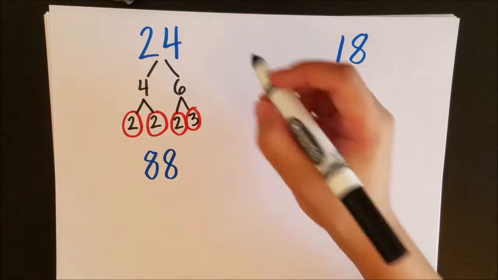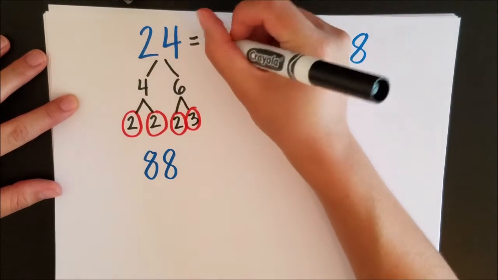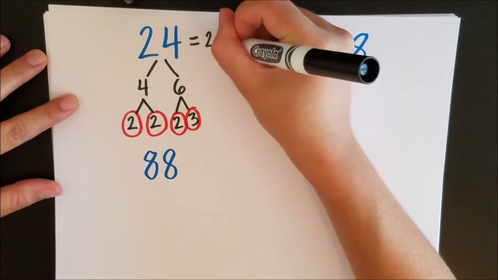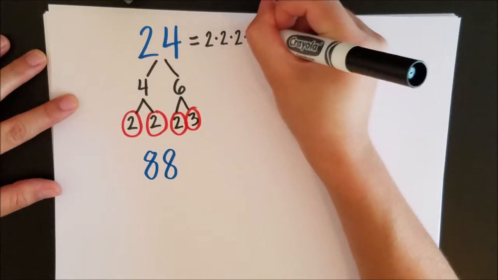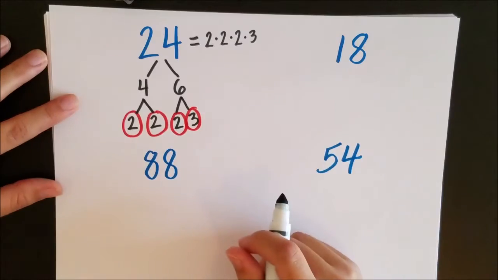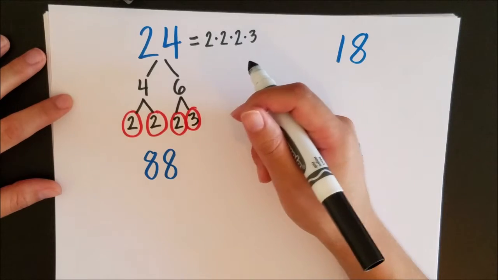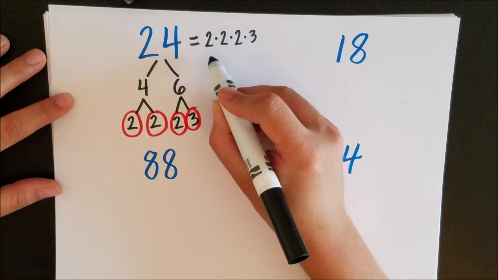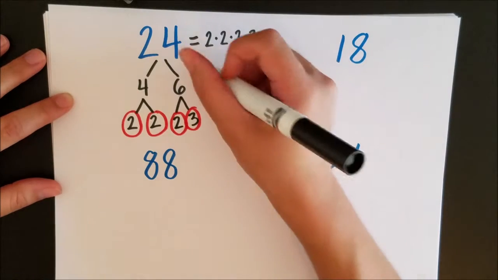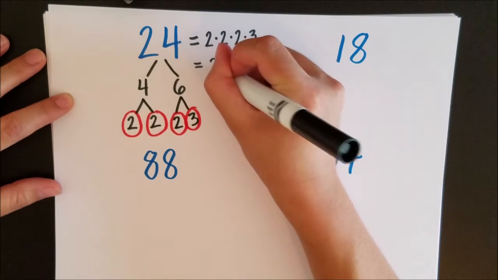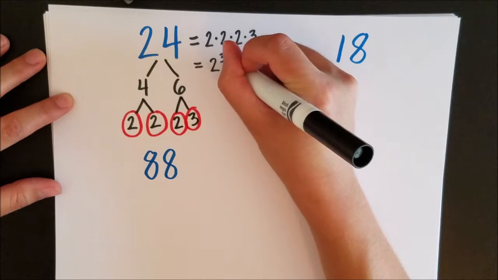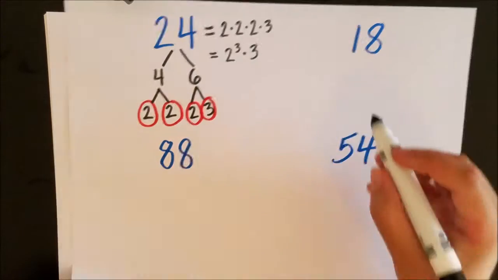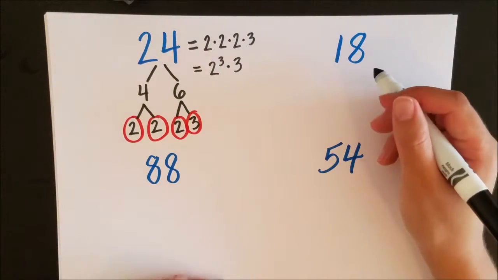So I can write out my factorization. I'm just going to write it up at the top. You could do it depending on how your teacher wants you to do it. You can write it out as 2 times 2 times 2 times 3, all the numbers we have at the bottom, or if your teacher is having you write it as exponents, you can write, we have 3 2's, so you could write it as 2 to the 3rd power times 3, and that would be your prime factorization for 24.